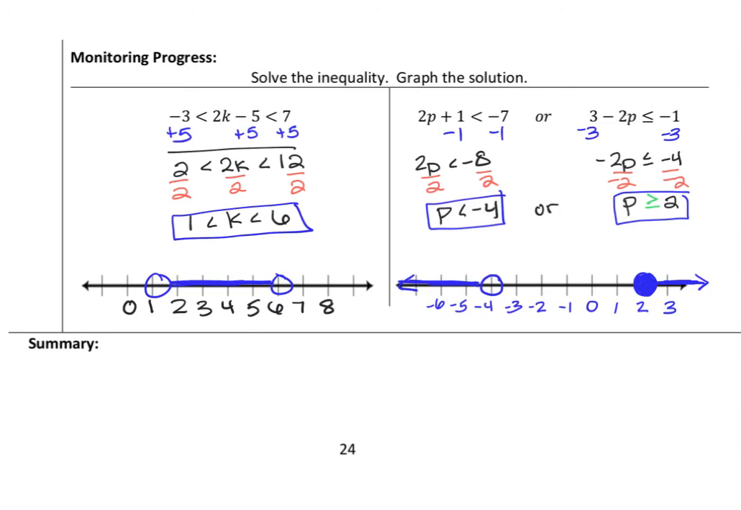For your summary, you need to answer the essential question, which is, what is the difference between an AND inequality and an OR inequality?